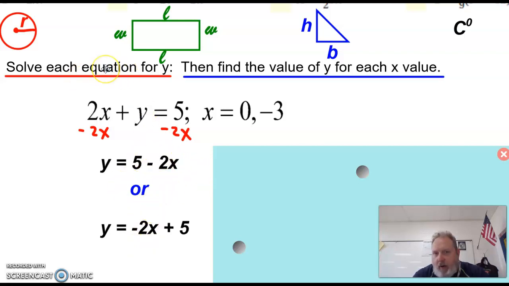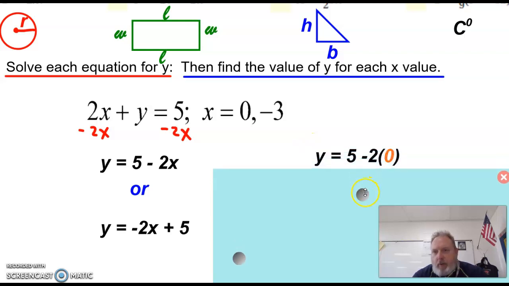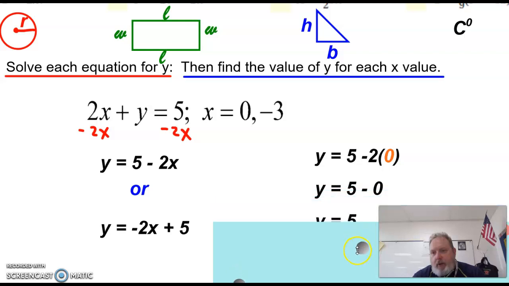So we've done the first part now. We have solved this equation for y. We have y equals. Now we get to these two numbers right here. So what we're going to do is we're going to plug 0 in for x and see what y equals. Then we're going to plug negative 3 in for x and see again what y equals. So we'll start off with that first one. We'll plug 0 in. Negative 2 times 0 is 0, so 5 minus 0. So we know that y is 5. So again, I just plug 0 into this equation for x to solve for y.